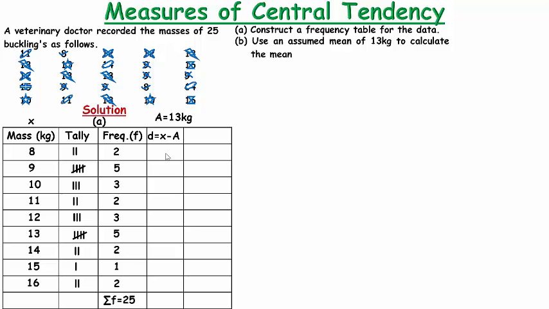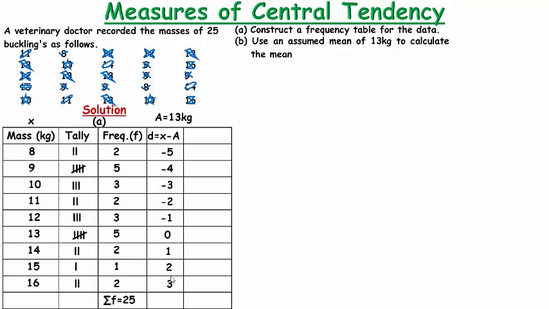So over here, I will start by carrying out the subtraction between the respective values of X and the value of A. So 8 minus 13 equals minus 5, 9 minus 13 equals minus 4, 10 minus 13 equals minus 3, 11 minus 13 equals minus 2, 12 minus 13 equals minus 1, 13 minus 13 equals 0, 14 minus 13 equals 1, 15 minus 13 equals 2, and finally 16 minus 13 equals 3.